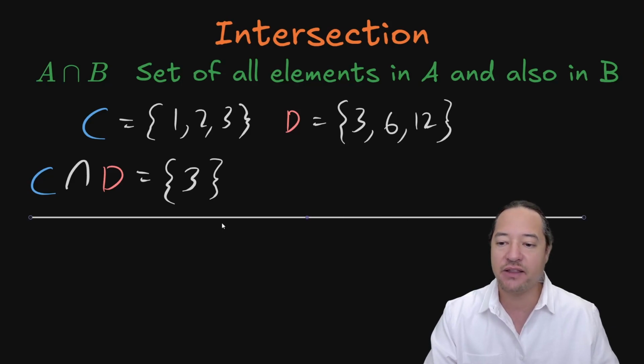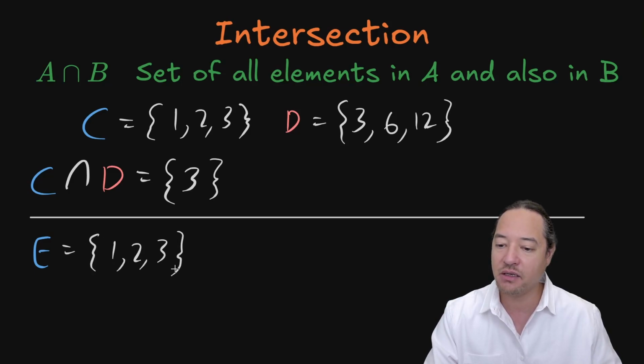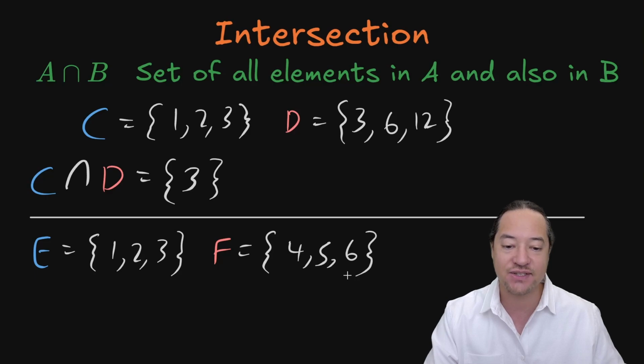What if we try this with two other sets? Okay, how about the set E? Let's call this 1, 2, 3. And also, how about the set F? Okay, let's define this as the elements 4, 5, and 6. Okay, so now we want to do this again. Let's get the intersection. Oh, I guess we're intersecting E and F.